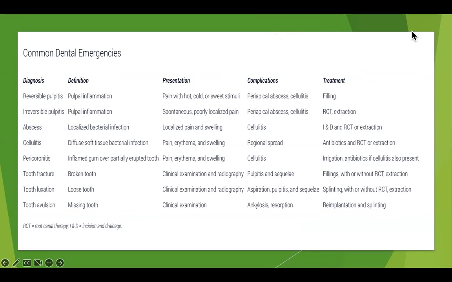You just have to do the splinting, root canal therapy, or extraction for tooth luxation, depending on whether it's primary or permanent. For tooth fractures, you have to assess how deep the fracture is, and then you can either do fillings with or without root canal therapy, or extraction. And then for tooth avulsion, it's reimplantation and splinting.